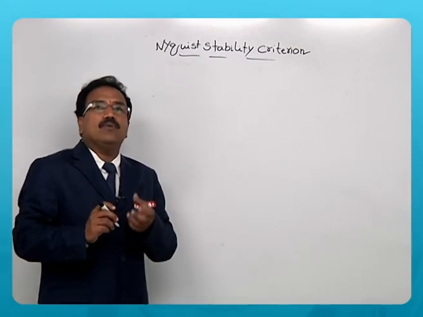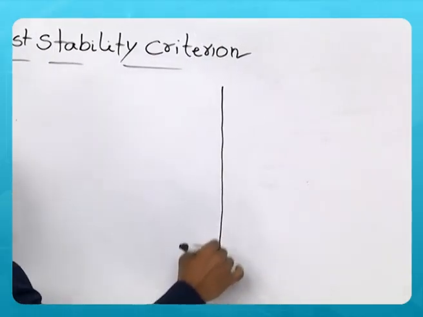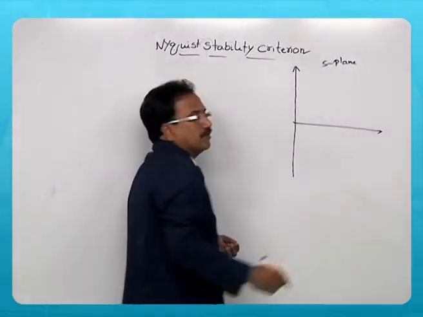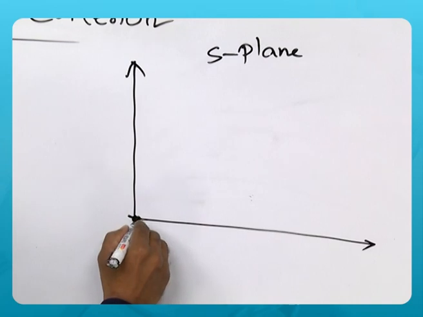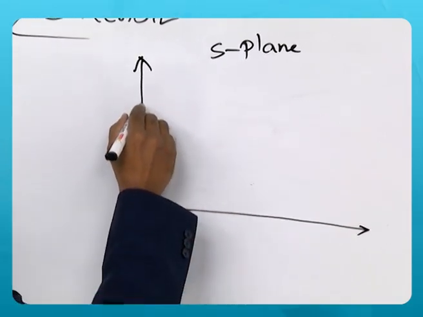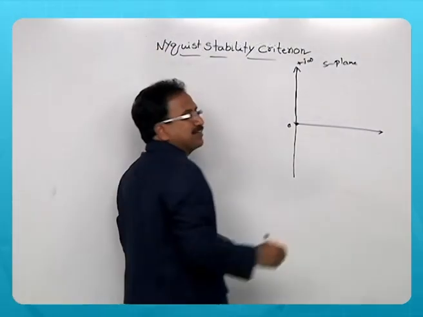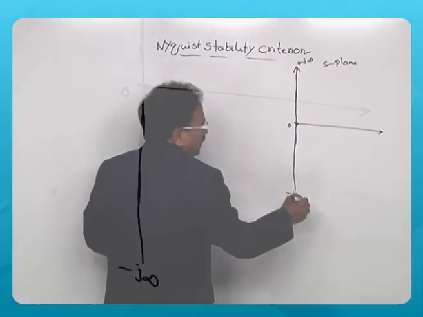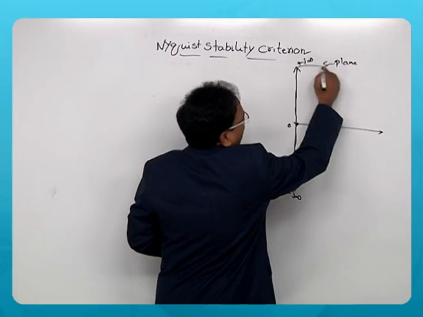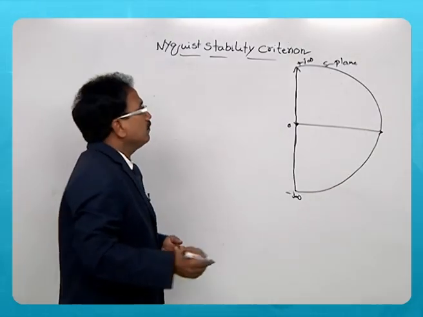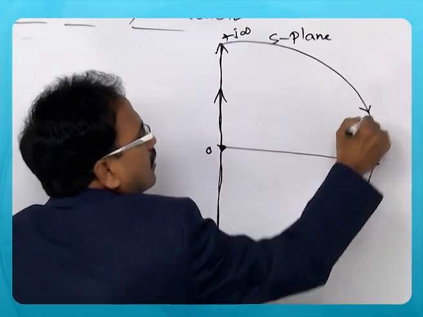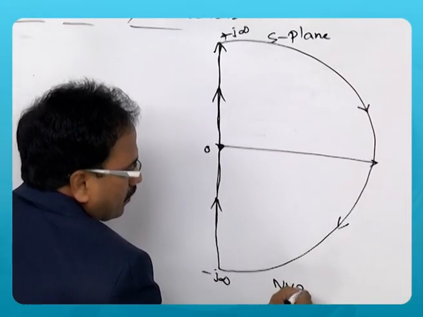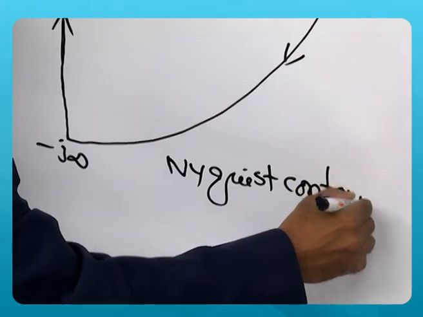Nyquist defined his own contour, the Nyquist contour, of the S-plane, that covers from the origin along the imaginary axis to plus j infinity, then covers the negative imaginary axis up to minus j infinity, then the entire right half of the S-plane. This is called the Nyquist contour.